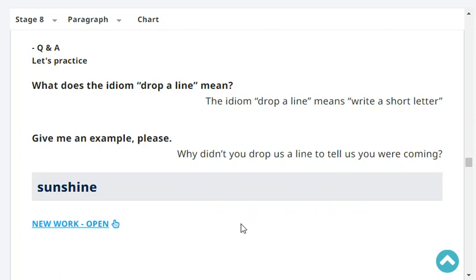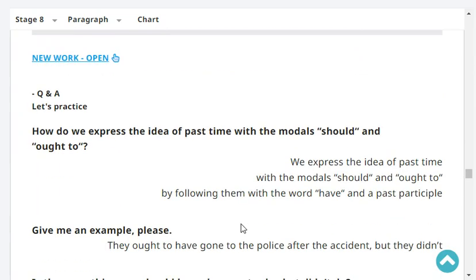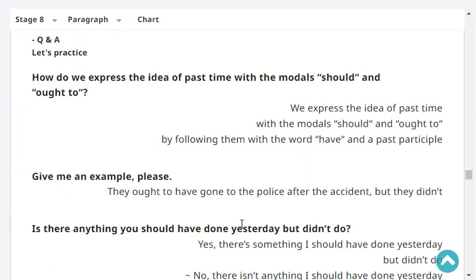Very good. Okay, next. How do we express the idea of past time with the modals should and ought to? We express the idea of past time with the modals should and ought to by following them with the word have and a past participle. Very good.